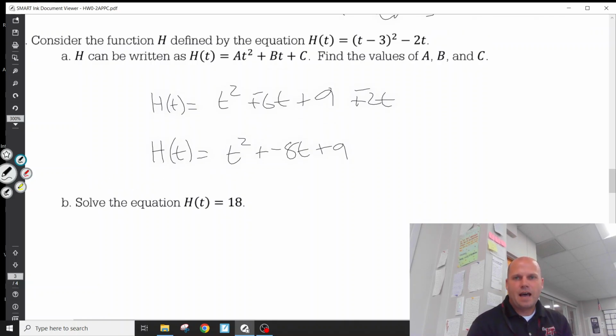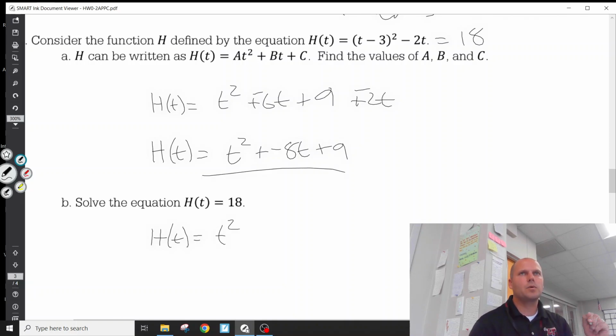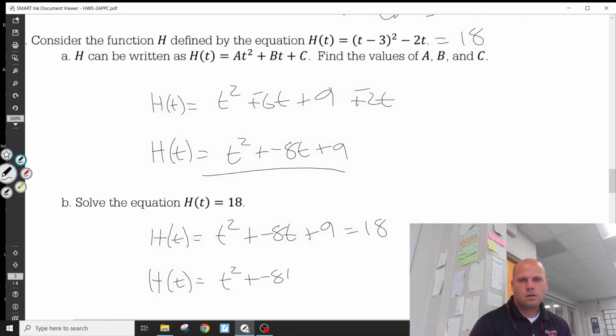It does not help me to have this equation equal to 18 because I'm not able to isolate t, get t by itself. So the only thing I would probably want to do here is start out with the distributed form, the standard form. Set this equal to 18. Move everything onto one side. Subtract 18, I get -9.